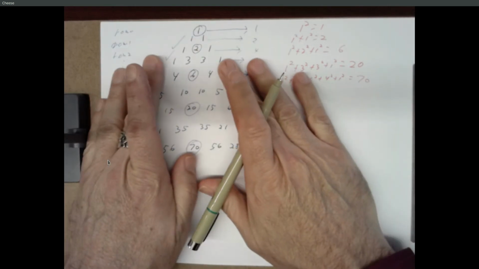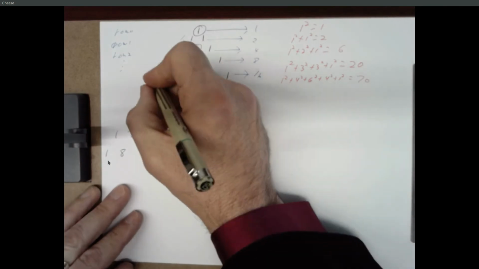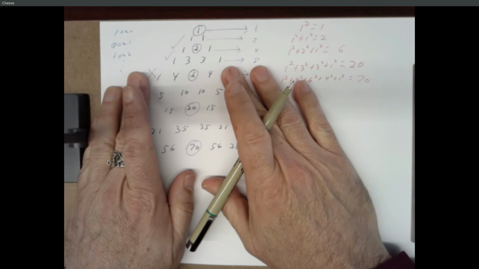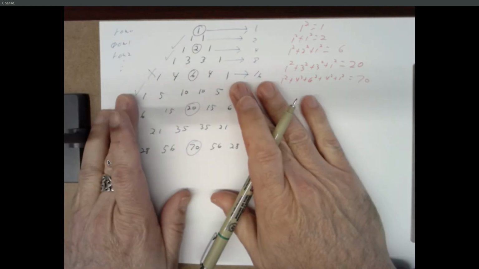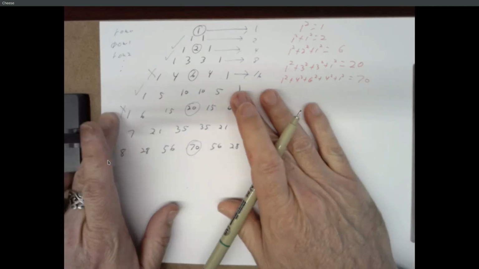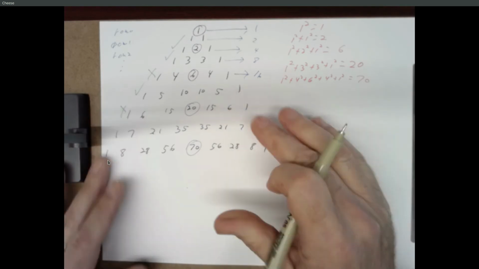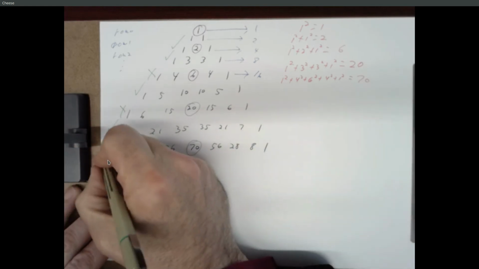Let's go to row 4. The elements in the middle are 4, 6, and 4. Are all of those multiples of 4? No, so we're going to put an X next to that. How about 5, 10, 10, 5? All multiples of 5? 6, 15, 20, 15, 6. All multiples of 6? Nope. 7, 21, 35, 35, 21, 7. Multiples of 7? Okay, 8, 28, 56, 70? No. I have to go one more to make it interesting.